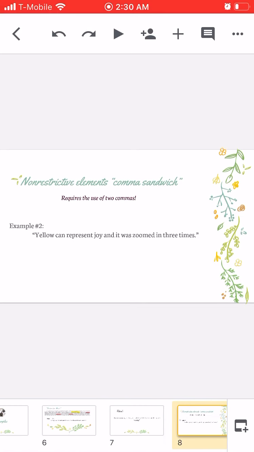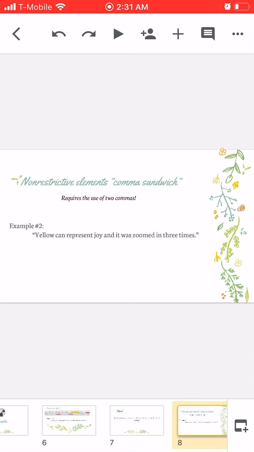If there's a restrictive element, there's a non-restrictive element, and this is what we call the comma sandwich. And this is what requires the 2 commas. So just to explain using an example, this is actually an example from my second essay, and it is, yellow can represent joy, and it was zoomed in 3 times.